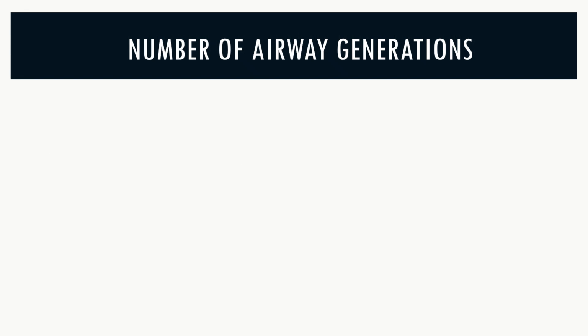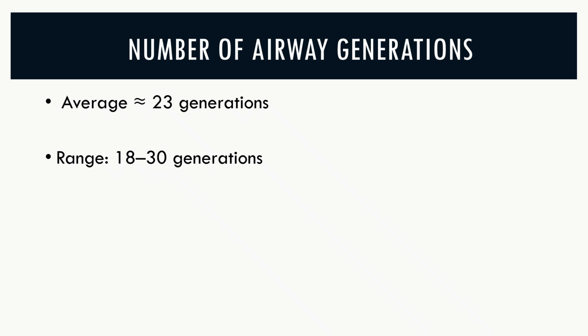Number of airway generations. In human lung, the airway branching proceeds through a range of about 23 generations, with a range from approximately 18 to 30. This variability reflects differences in how the airway tree fills the lung space.